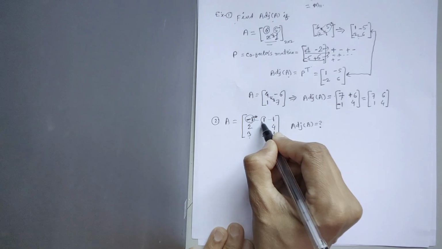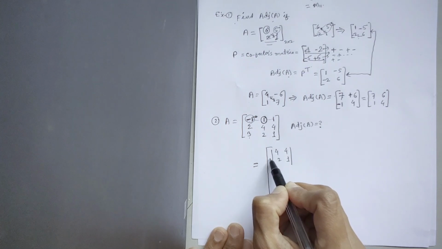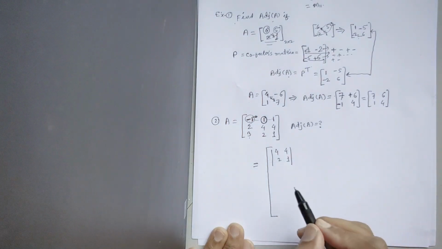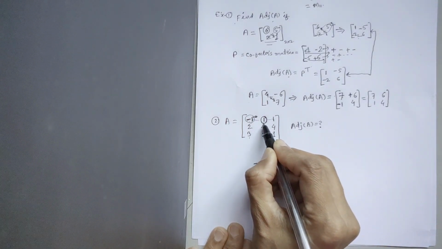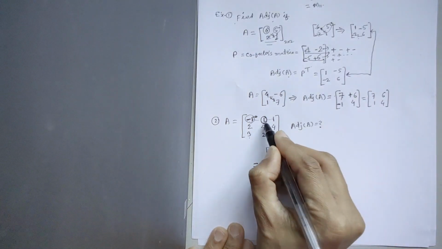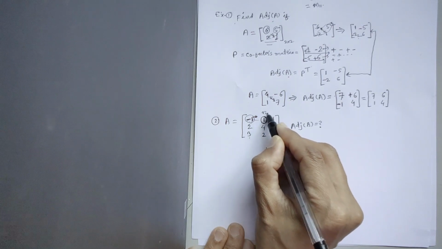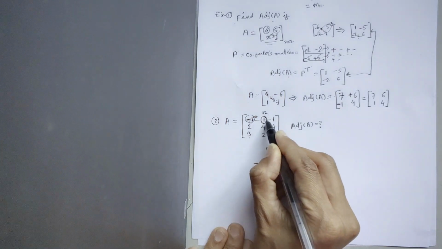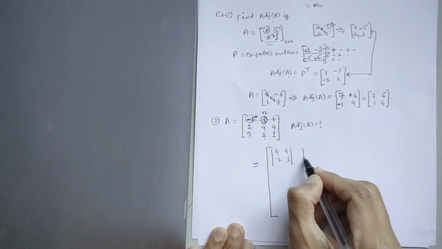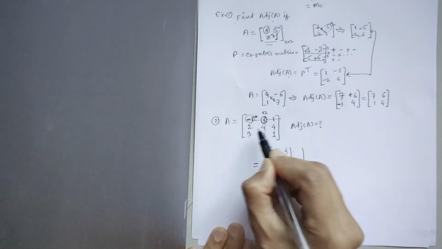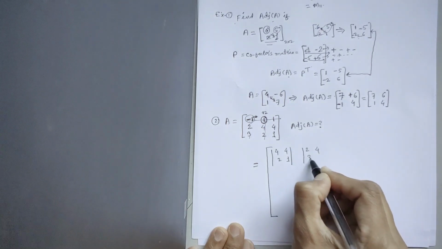Now the cofactor of this 1 is, actually it's not the cofactor yet, we need to change the sign here. I am going to explain later how you change the sign. So what is the position of this 1? First row, second column. So delete the first row and second column and write the determinant of the remaining elements. What are the remaining elements? 2 4 3 1.